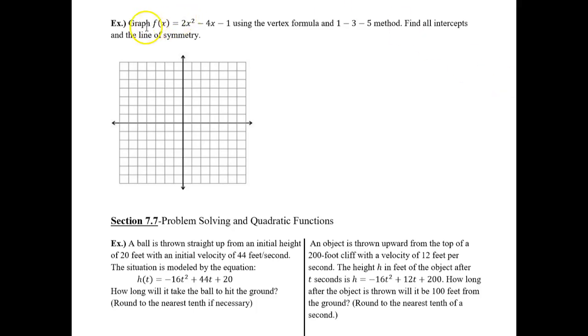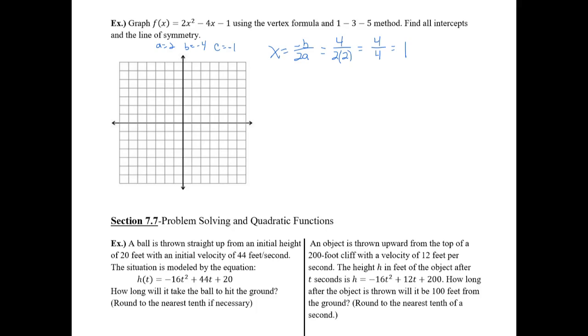Okay, so we're trying to graph f of x equals 2x squared minus 4x minus 1. And we're going to use the vertex formula. So x will be -b over 2a. And we identify a as 2, b is -4, and c is -1. So -4 would be +4 over 2 times a is 2, and 2 times 2 is 4. 4 divided by 4 is 1.